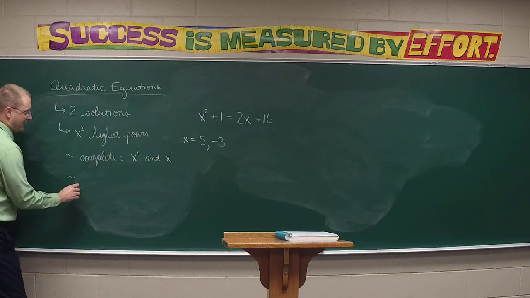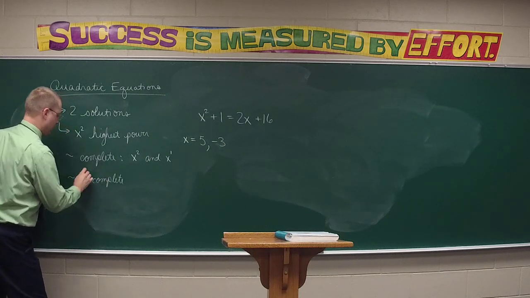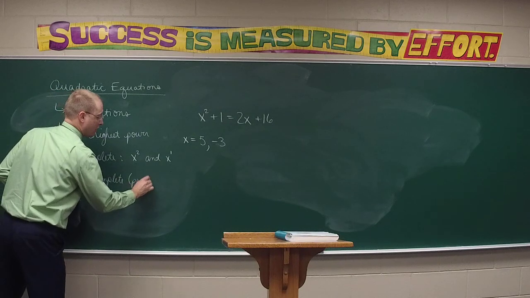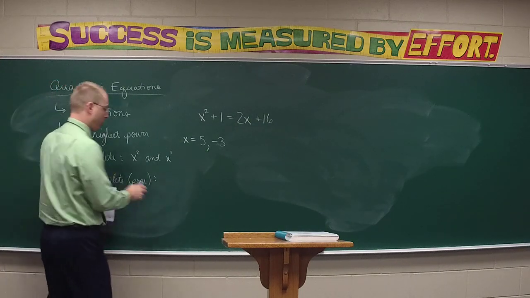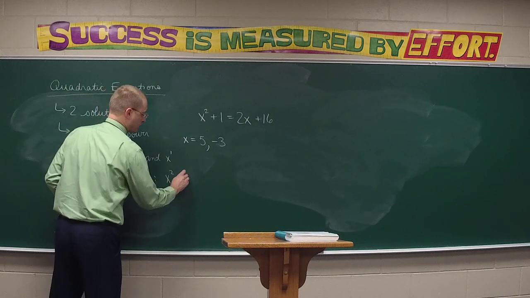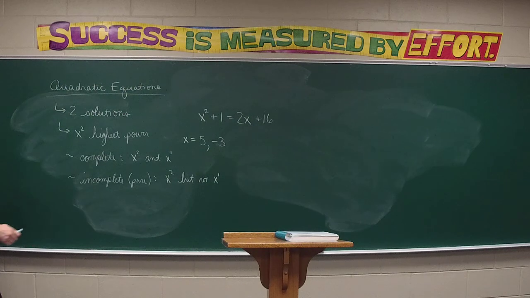The other type of quadratic is called an incomplete quadratic, also referred to as a pure quadratic. And an incomplete or a pure quadratic, it is quadratic, meaning it has x squared, but it's missing something. It's missing x to the first. X squared, of course, but not an x to the first power. I mean, it wouldn't be quadratic without that, but it does not have the first power of x.